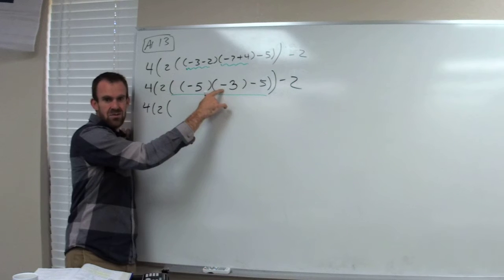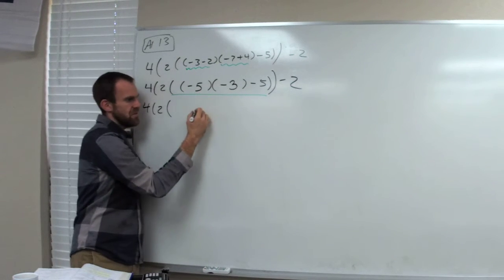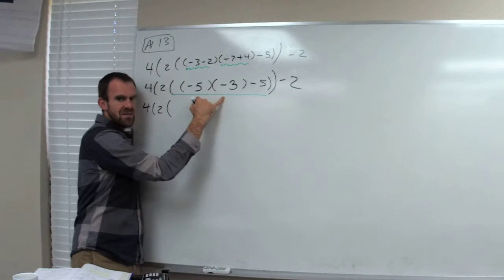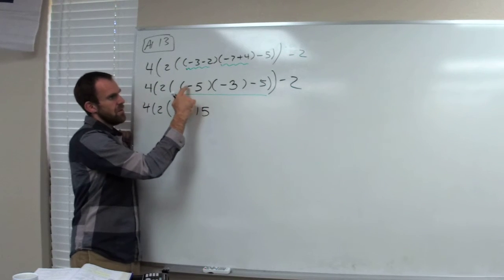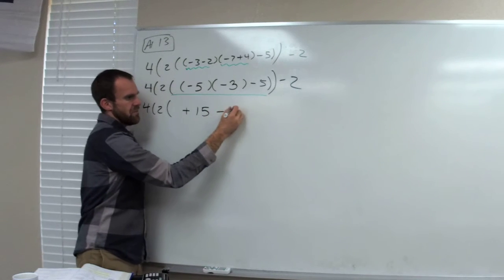How do we multiply two signed numbers? Multiply the numbers. 5 times 3 is? 15. Minus makes a plus. Minus 5.